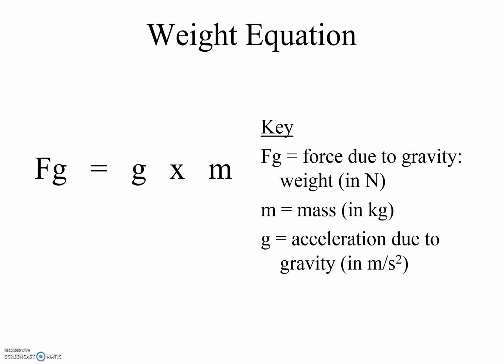So if we talk about the weight of an object on the Earth, our acceleration due to gravity would be 9.8 meters per second squared. So that's what we would substitute in for g.